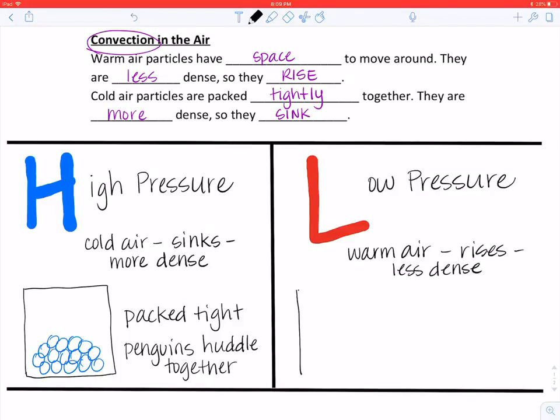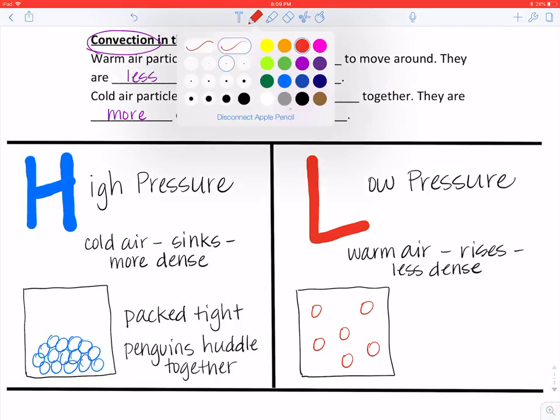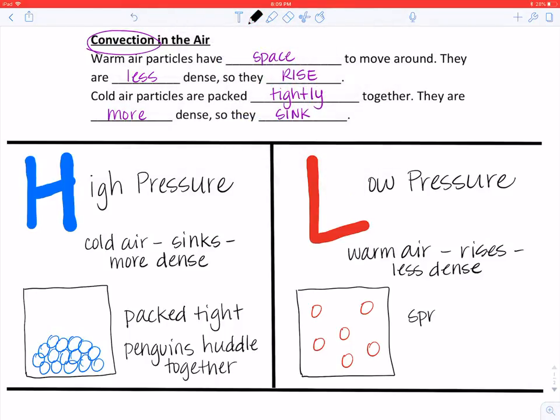Let's talk about warm air for a second. I'm going to grab my red color. Warm air has a lot of space in between the particles. There's a whole lot of space. So warm air particles like to be spread out. It's kind of like when you've been outside on a really hot day and you've been running around all day. You feel really hot and you don't want anyone to touch you, right? You don't want to huddle together with a bunch of other people who've been outside all day.